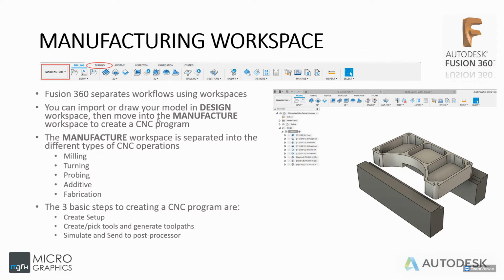Okay, and of course, sorry, this is the last workspace, and it's basically the manufacturing workspace. So this regards, like I said at the beginning, CNC and getting G codes out. So you've modeled your part and you want to get it directly to your CNC factory. Okay. You can import or draw your model in design and then simply move to manufacture and create a CNC program directly. Okay. The manufacture workspace is separated into the different types of CNC operations.